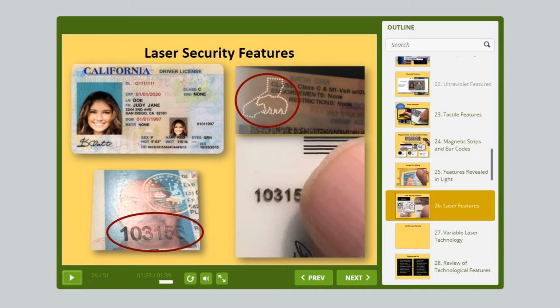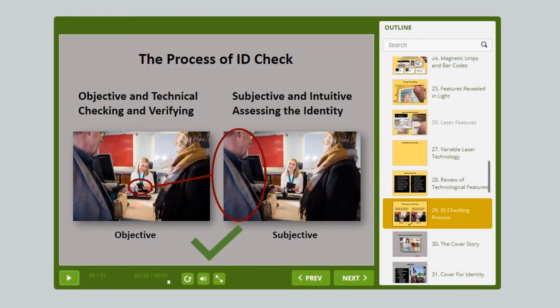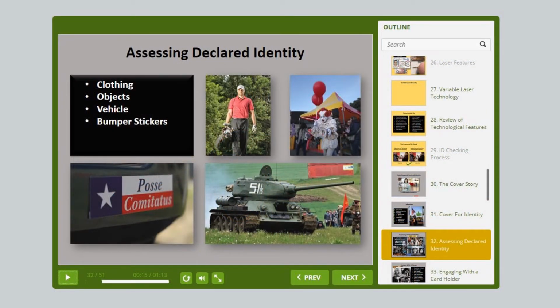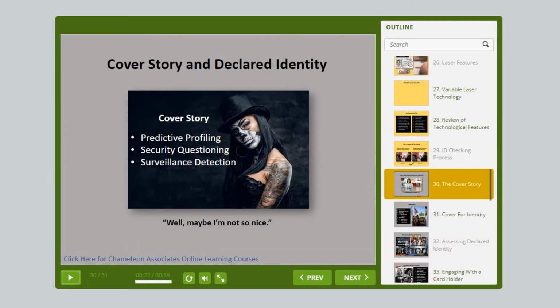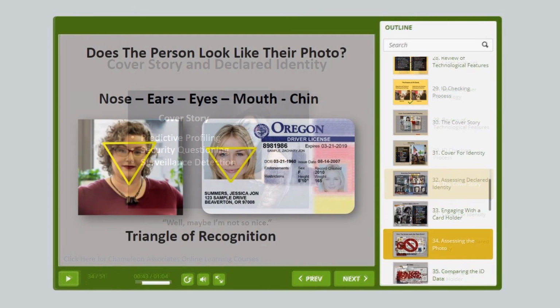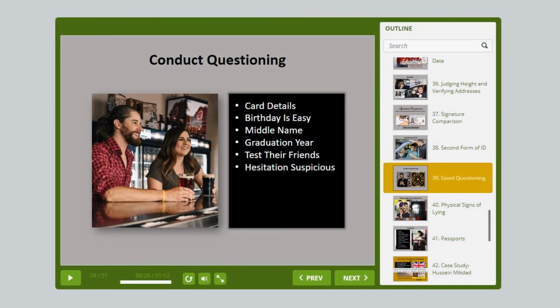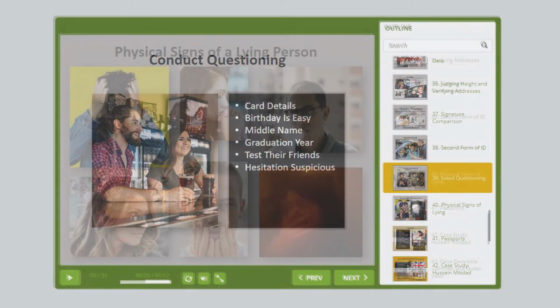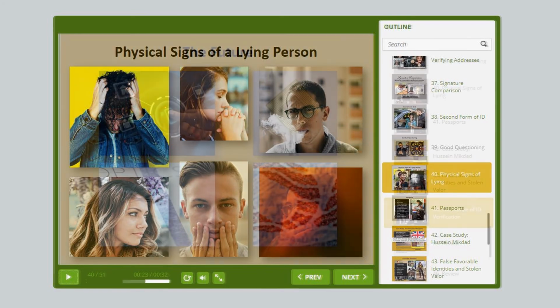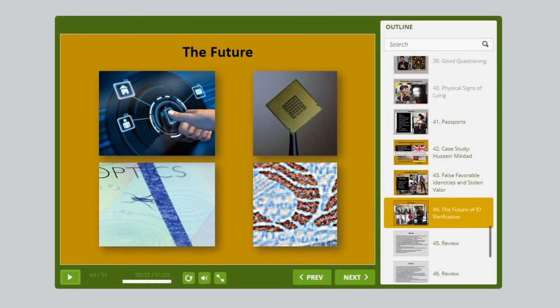In the second half of the course, you will learn the methodology of evaluating the identification of the person in front of you, including assessing their declared identity, testing their cover story, and you'll get tips on how to compare the actual person to the documentation that is being presented, as seen in this slide from the course. We will cover how to question a suspicious person, what the physical signs of lying are, and give you insight to what the future of ID verification looks like.